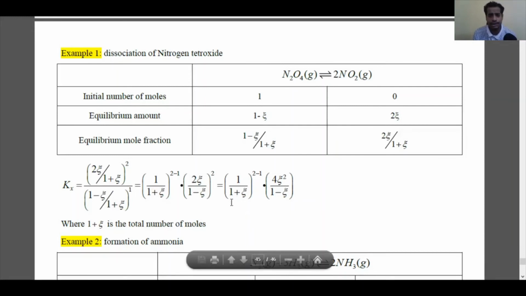The first thing is the total number of moles. 1 plus xi is the total number of moles. This is the common term I have separated.